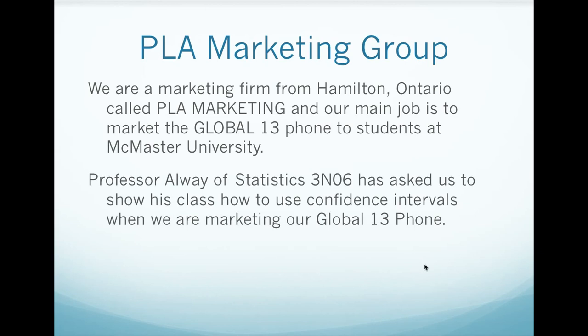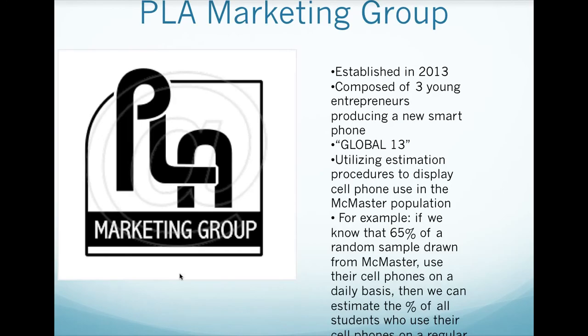We are a marketing firm from Hamilton, Ontario called PLA Marketing, and our main job is to market the Global 13 phone to students at McMaster University. Professor Alway of Statistics 3N06 has asked us to show his class how to use confidence intervals when we are marketing our Global 13 phone. So we are part of the PLA Marketing Group. We established in 2013, composed of 3 young entrepreneurs producing a smartphone for the new century. And our smartphone is called Global 13.